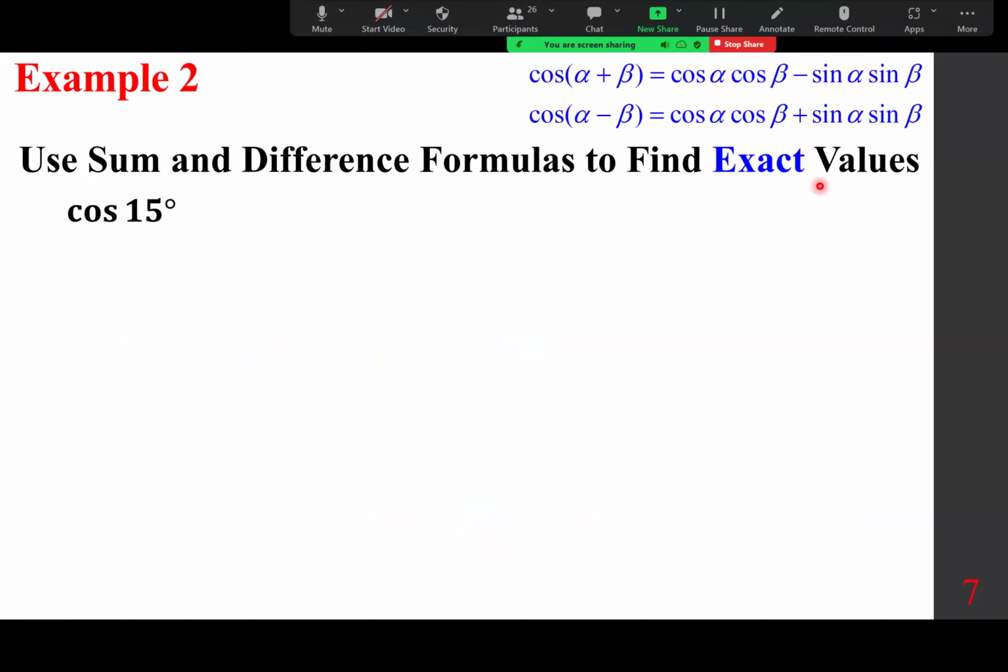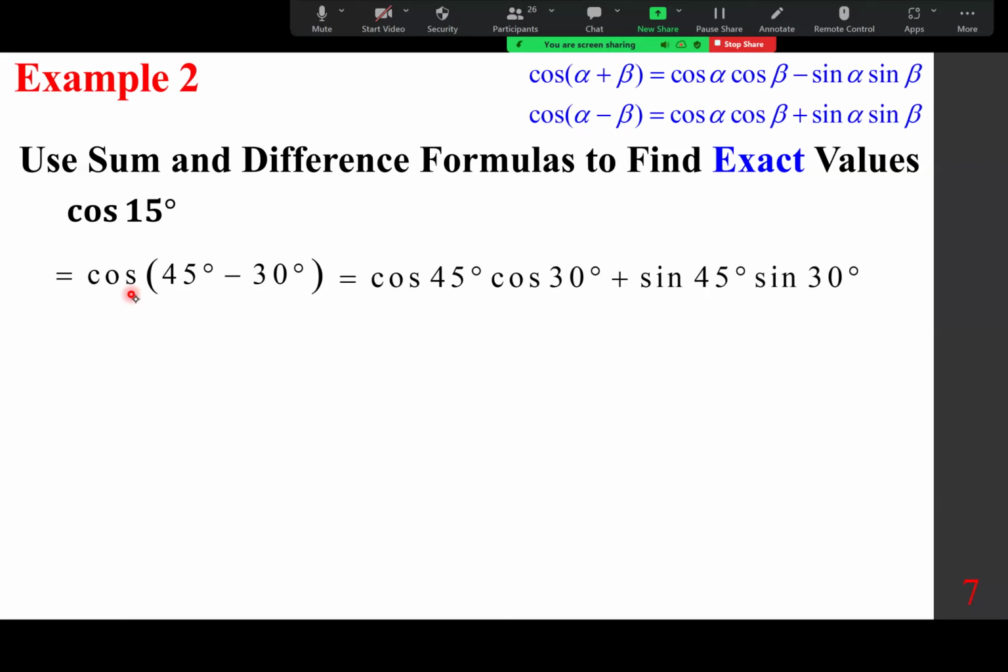We want to go through the same process, and we want to find the exact value for cosine of 15 degrees. We should easily recognize this as cosine of 45 minus 30. And we're going to go with cosine of alpha minus beta. So cosine 45, cosine 30 plus sine 45, sine 30. Again, common arcs, all of them, this and this, both of them are square root of 2 over 2. Cosine of 30, square root of 3 over 2. Sine is 1/2.